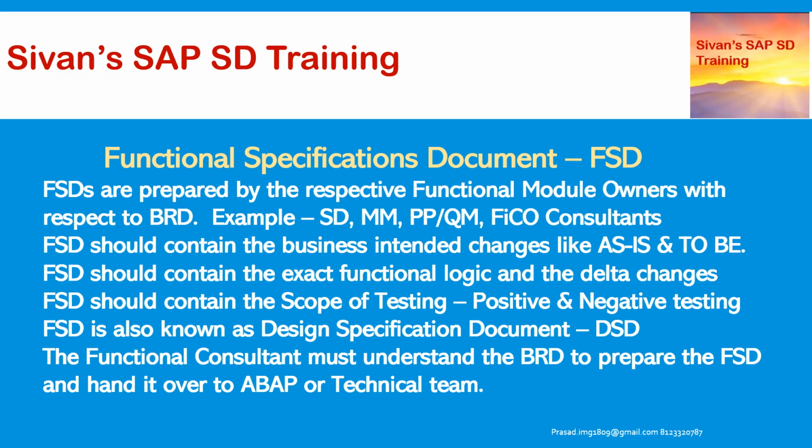For example, VBAK, VBLN; instead VB, LIKP, VBLN, we wanted to take that logic, like that, the table field values or any other logic you wanted to incorporate. You have to check with your technical consultant, and then you have to incorporate the logic in the functional specification document. And then FSD should contain the scope of testing, positive and negative. This is the most important part of FSD.